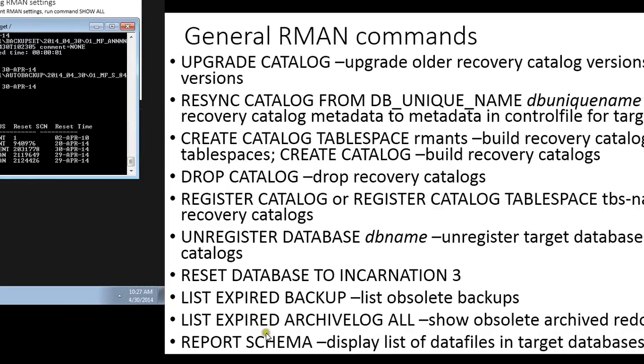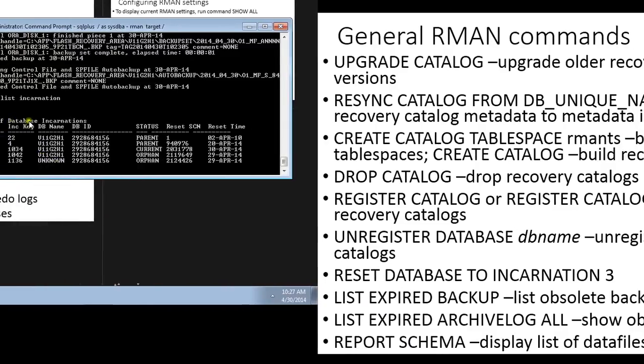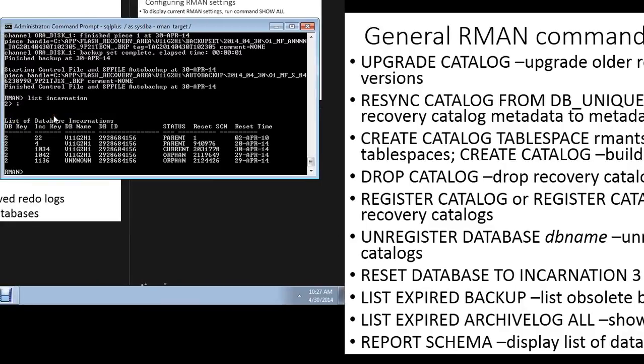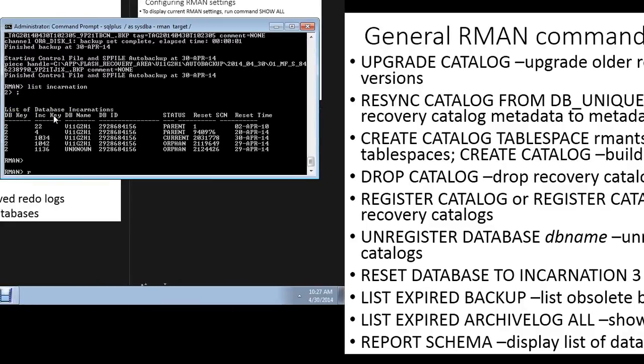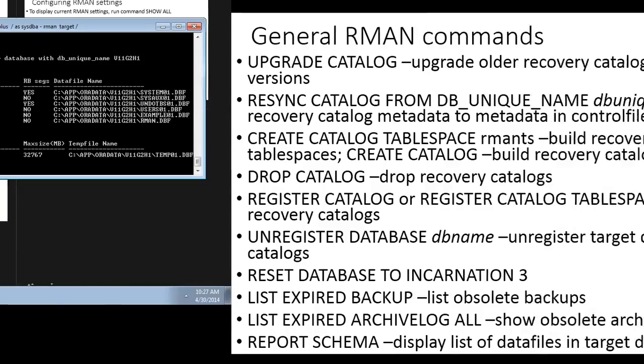And then same thing with archive redo logs. You can also run list expired archive log all. This is to show your up-to-date archive redo logs. This is one of the statements that I really think is useful in terms of monitoring your environment. So run this to confirm the database objects that are currently stored inside the data files of your target database.